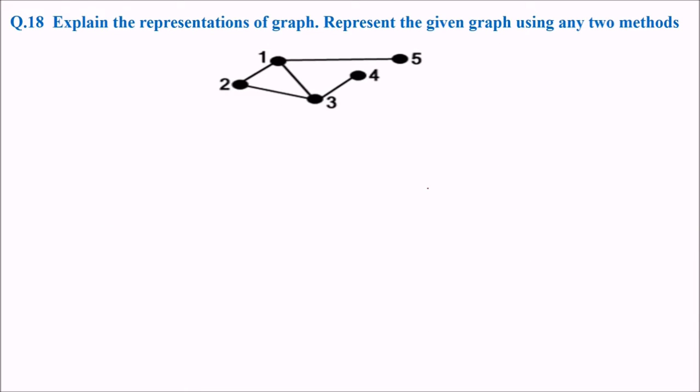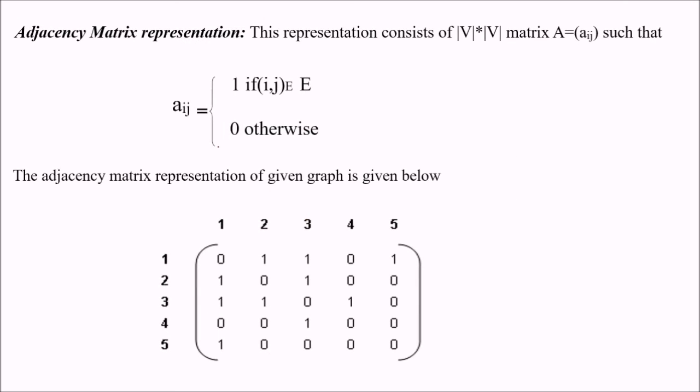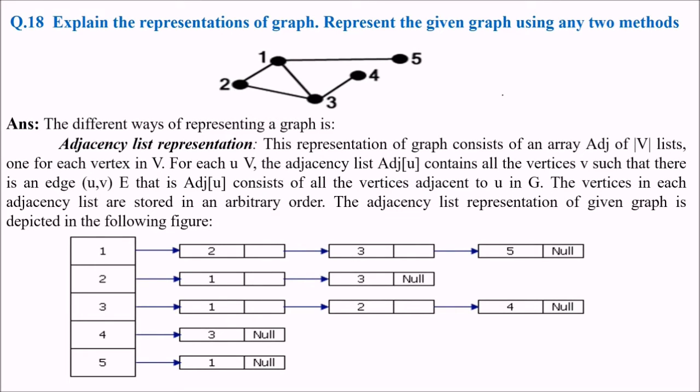Explain the representations of graph. Represent the given graph using any 2 methods. So as we have seen already, we have 2 ways. First is your adjacency matrix, or you can say adjacency list. The other one can be any of these. So you have two ways to represent a graph: adjacency list and adjacency matrix. They both have their advantages and disadvantages.